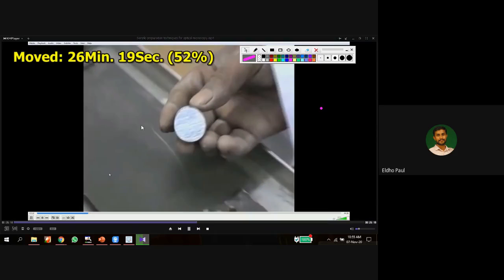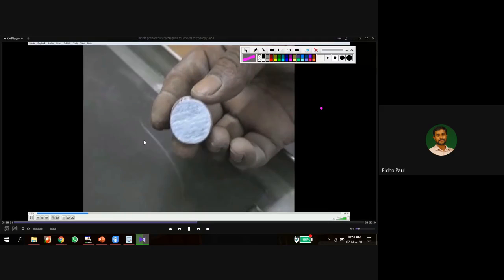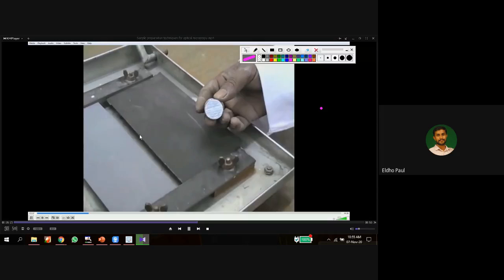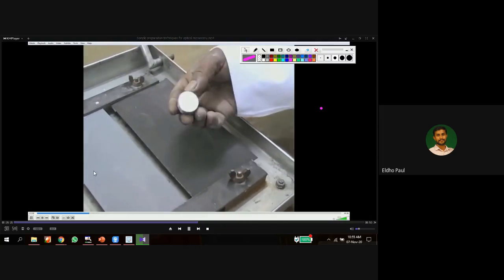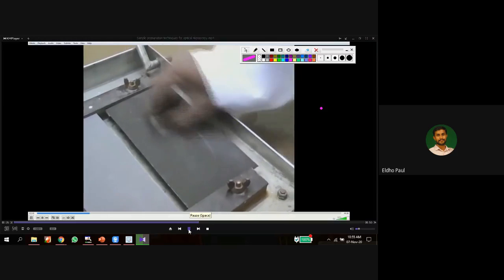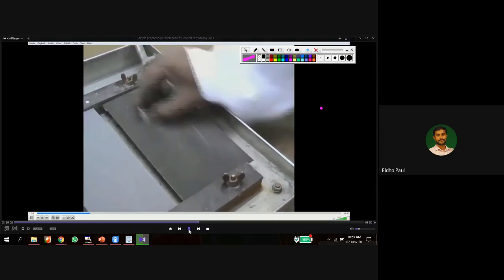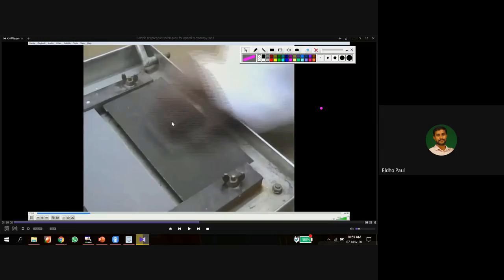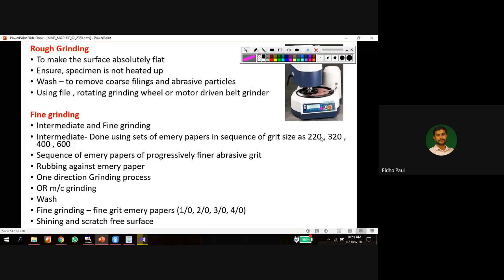First we grind on the emery paper with the lower grit size. Then we grind on the higher grit size emery paper. This is the fine grinding process. All the scratches formed in the coarse grinding are removed by this process. The grit sizes increase in order: 220 first, then 320, 400, 600, etc. That is intermediate grinding.